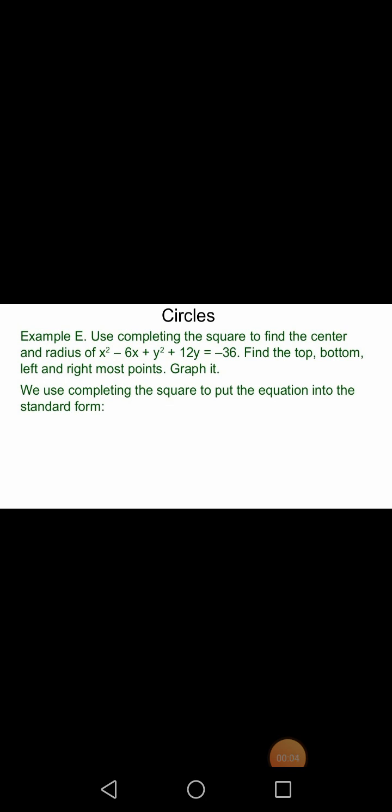In this session, we're going to solve another example of the completing the square technique. Here, it tells me to use completing the square to find the center and radius of x squared plus 6x plus y squared plus 12y equals negative 36. Find the top, bottom, left and right most points to graph it, okay?